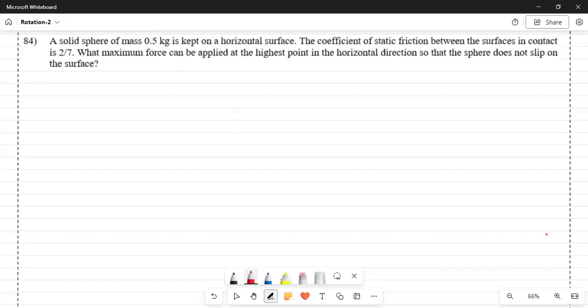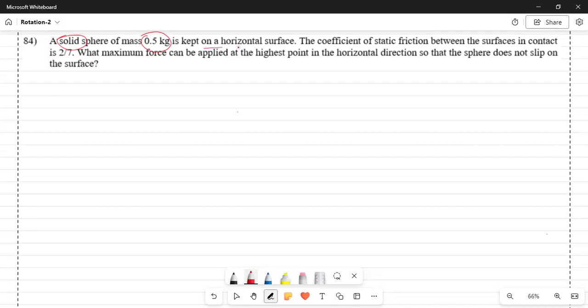We take up this problem number 84 of your textbook. It says that a solid sphere of mass 0.5 kg, mind it, it's a solid sphere. So the moment of inertia is 2 by 5 mr square.